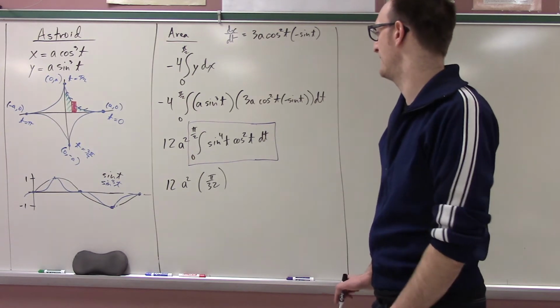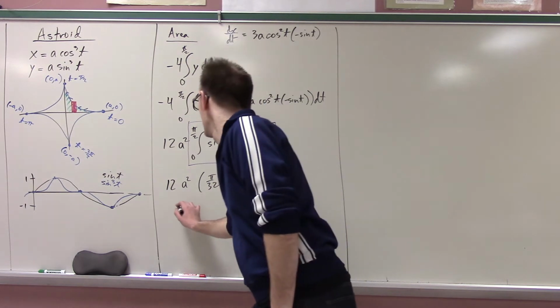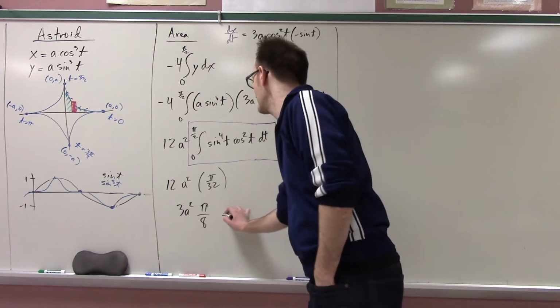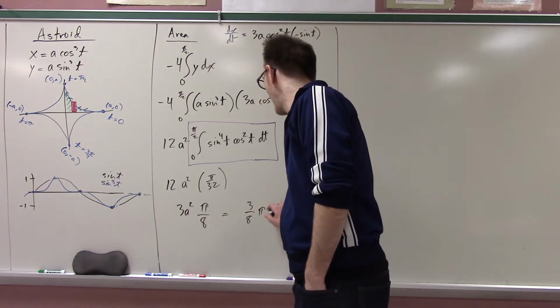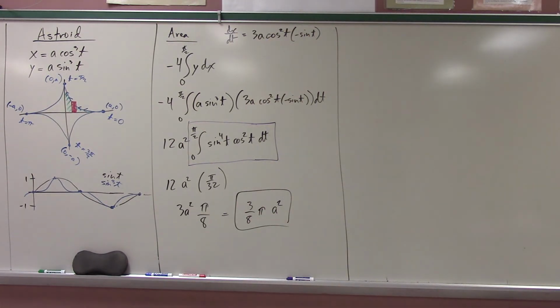So what is that? I can take a 4 out of the top and bottom. So it's 3a squared pi over 8. And so yeah, that's actually the answer. It's 3/8 pi a squared is the area inside the asteroid.